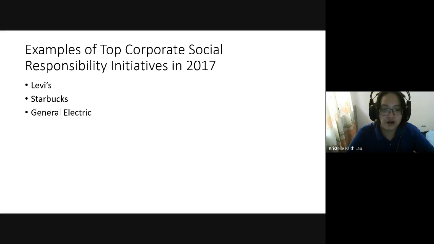So Levi's accomplished this through, first, they integrated their factories even before the law required it with regard to CSR. Then second, it launched the workers' well-being program to improve the lives of the workers outside the factory walls or their business premises.